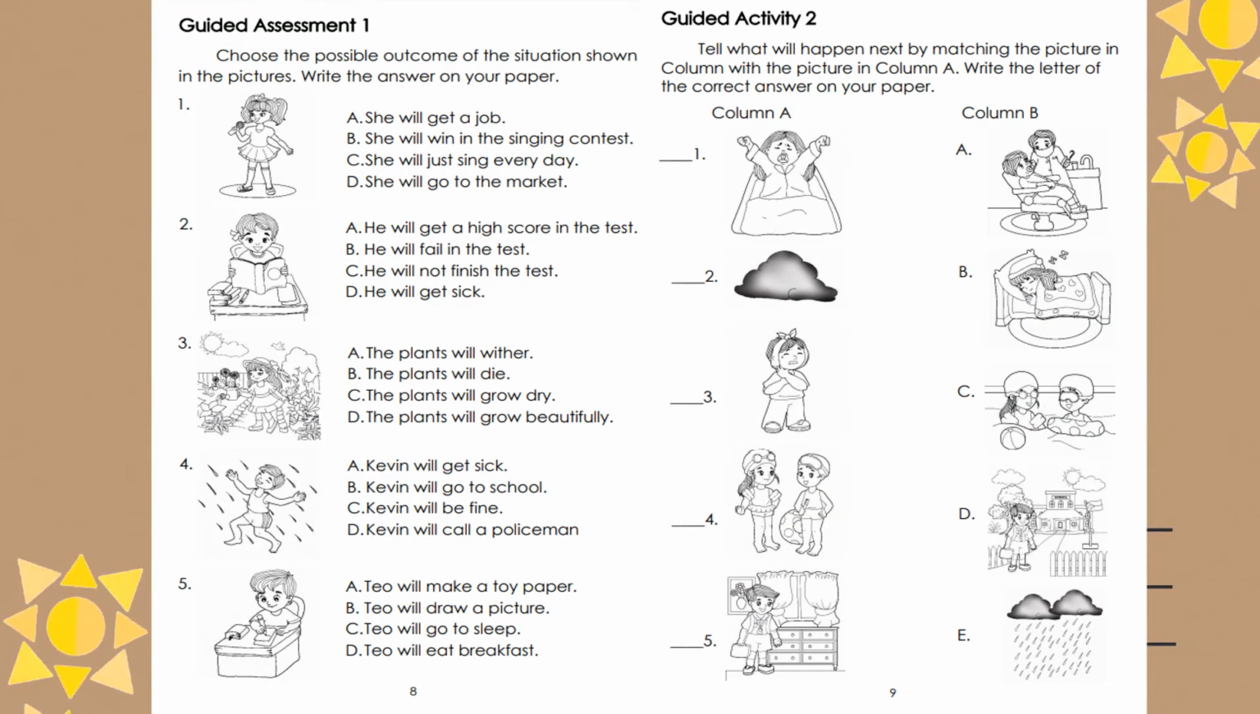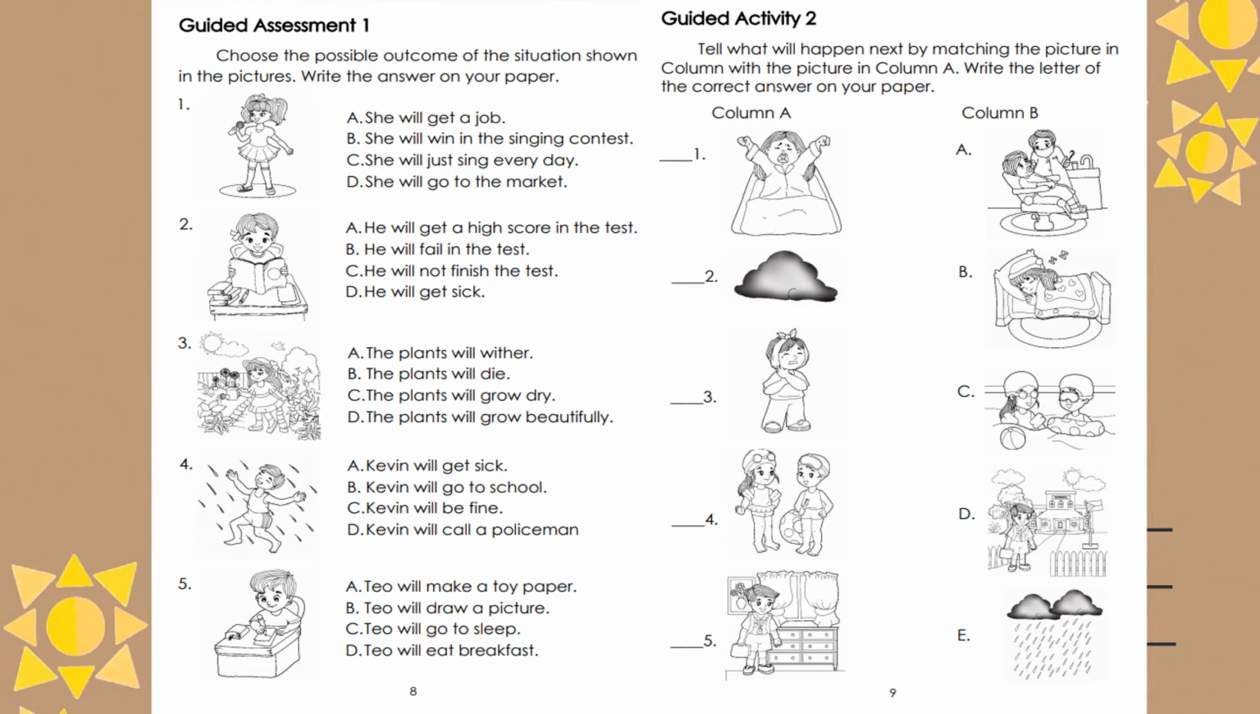For guided assessment 1, choose the possible outcome of the situation shown in the pictures. Write the answer on your paper. Number 1, A. She will get a job. B. She will win in the singing contest. C. She will just sing every day. D. She will go to the market.